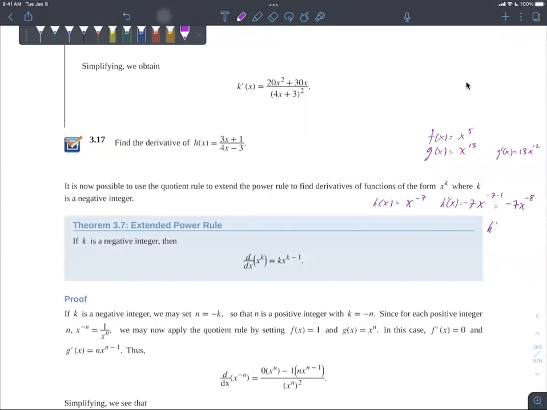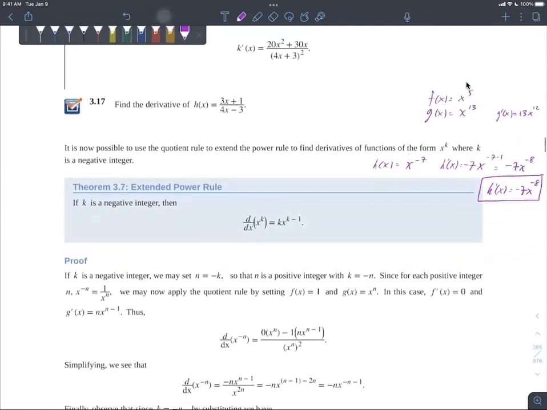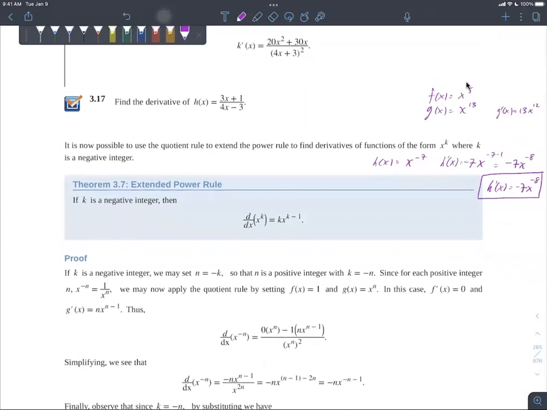Right, so that is our derivative function. It works in the exact same way. It basically is just saying it works for negative integers as well. Now we can prove this because if h of x is x raised to a negative integer, then we can write it as 1 over x to the 7th here.